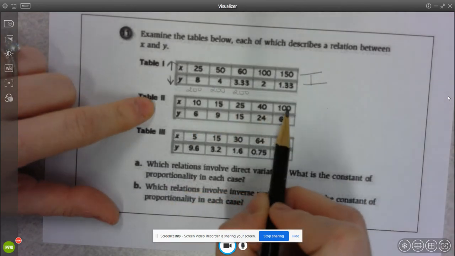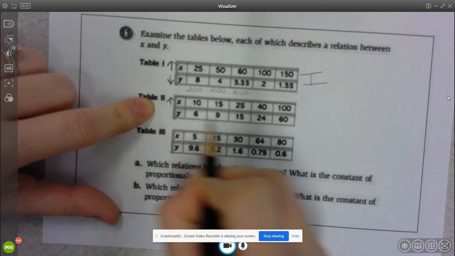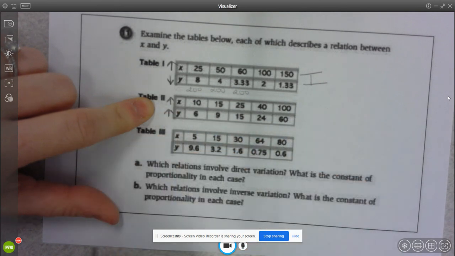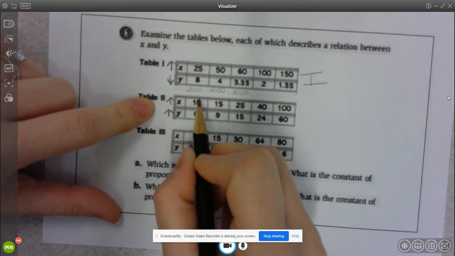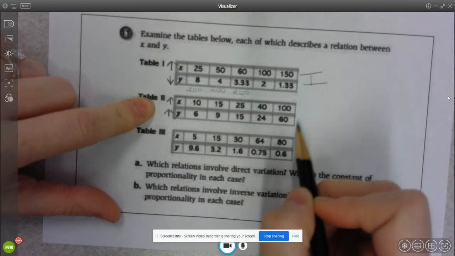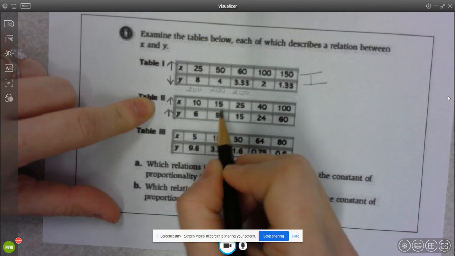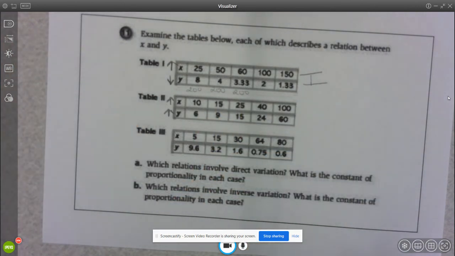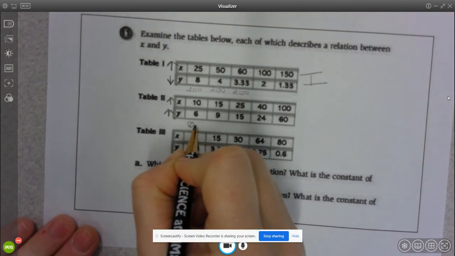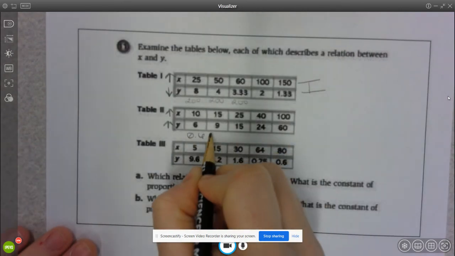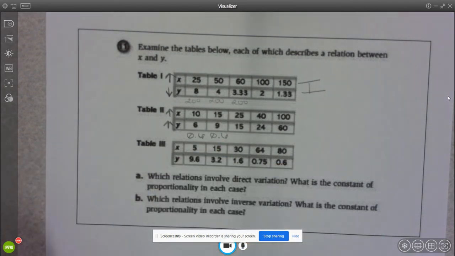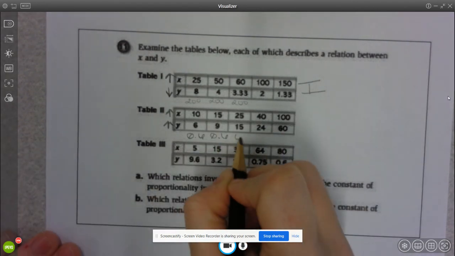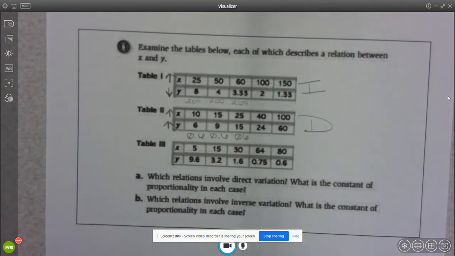Here, x is going up, y is also going up. So then this would be dividing these two. So I'm going to do 6 divided by 10, 9 divided by 15, 15 divided by 25, which I didn't actually do yet. So 6 divided by 10 would be 0.6. 9 divided by 15 is also 0.6. 15 divided by 25 is also 0.6. So this is direct because that division gives me the exact same number.